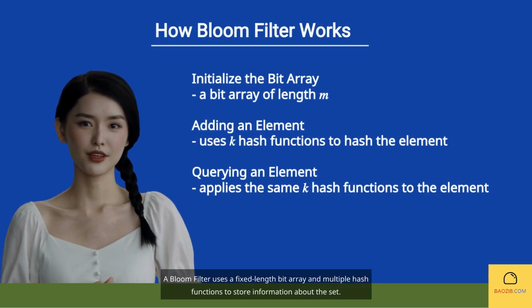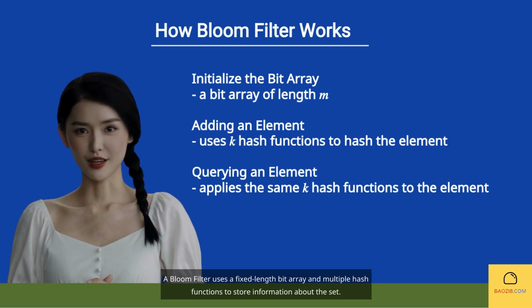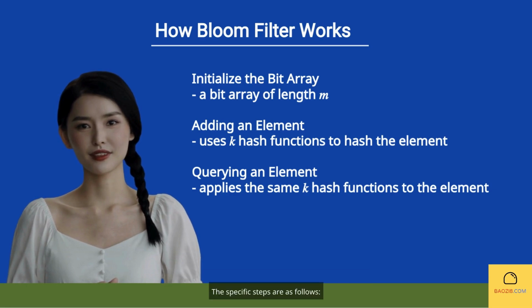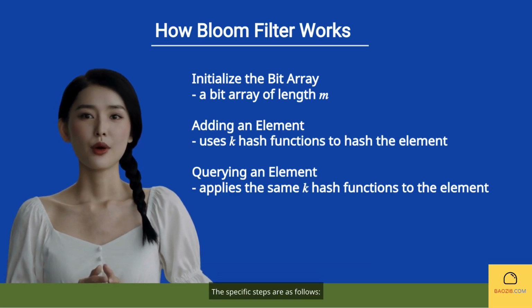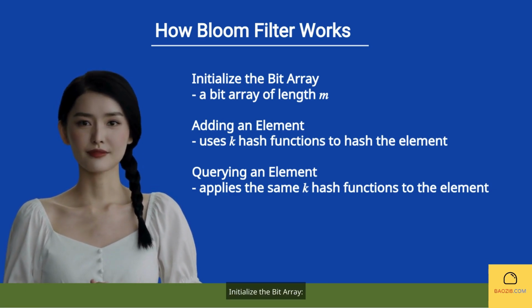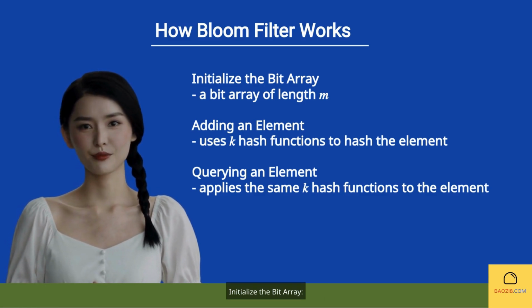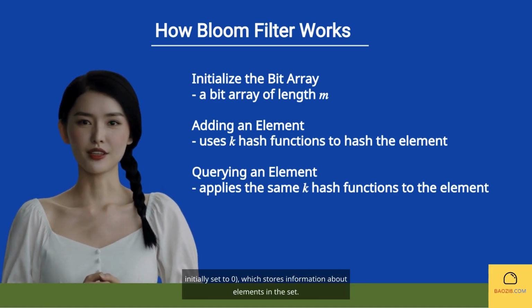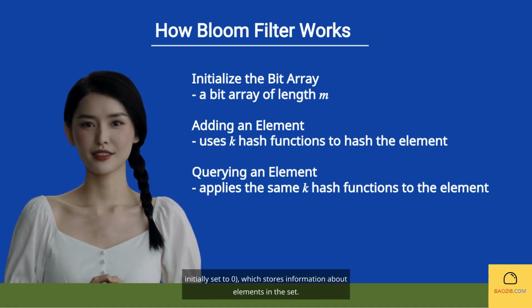A Bloom filter uses a fixed-length bit array and multiple hash functions to store information about the set. The specific steps are as follows. 1. Initialize the bit array. The core of a Bloom filter is a bit array of length m, all bits initially set to 0, which stores information about elements in the set.